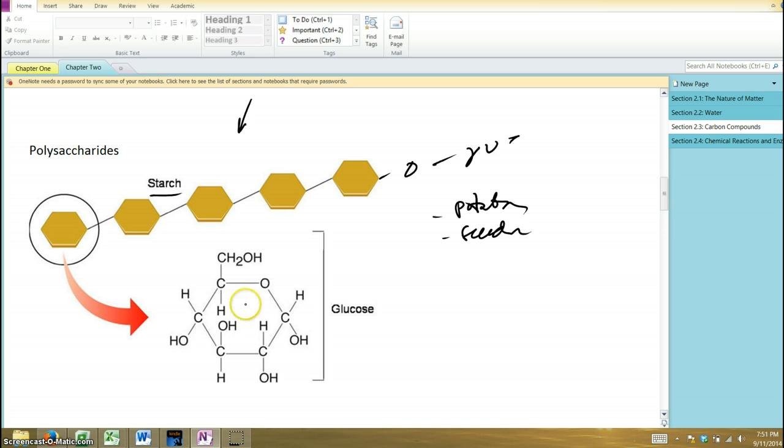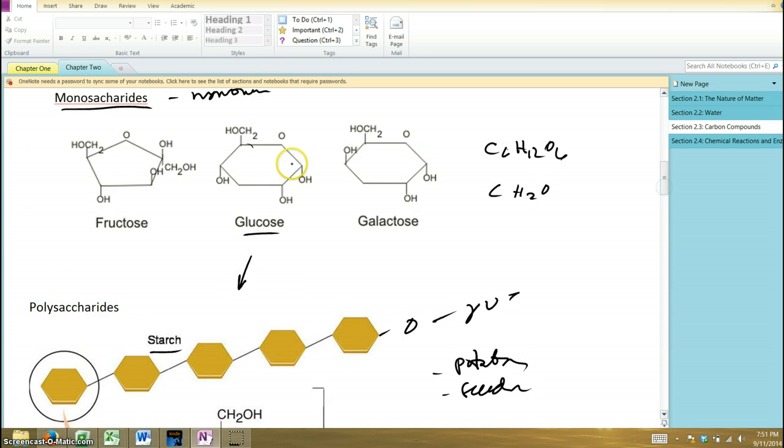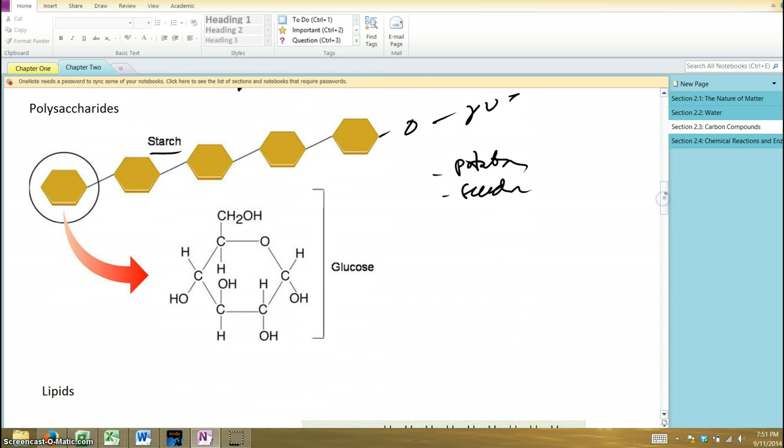Okay. Here, by the way, is a very detailed look at our glucose molecule with that abbreviated structure. And here's a look at the detail with all the carbons and hydrogens and such.